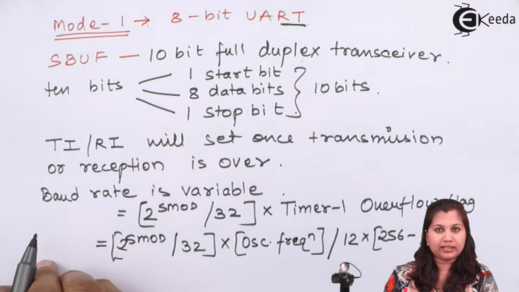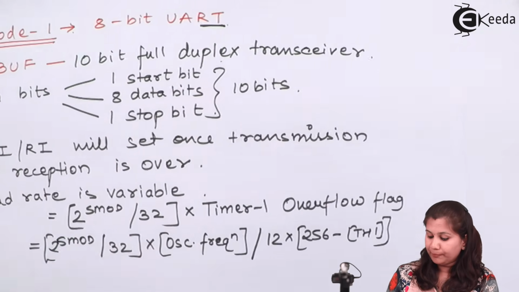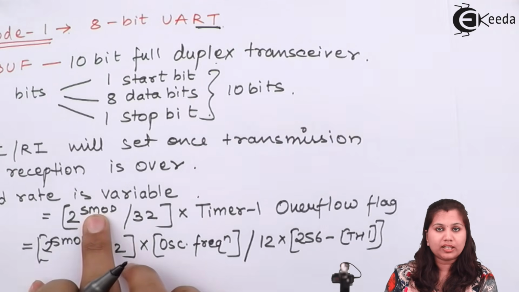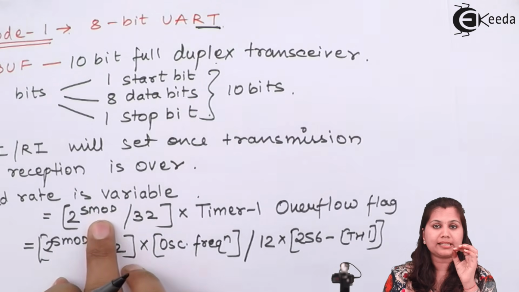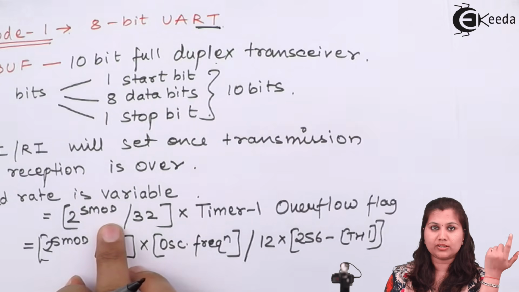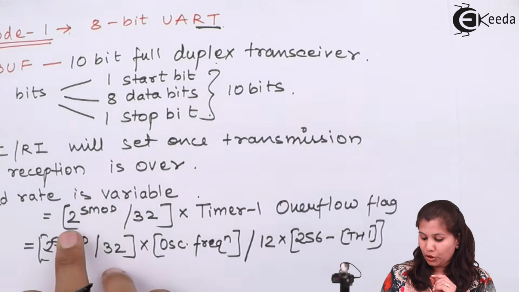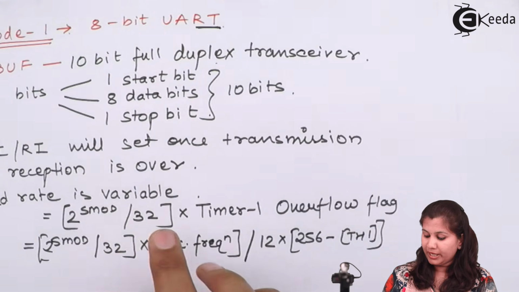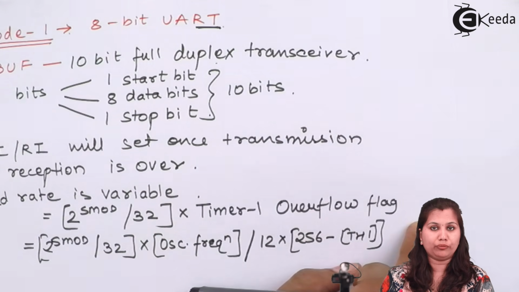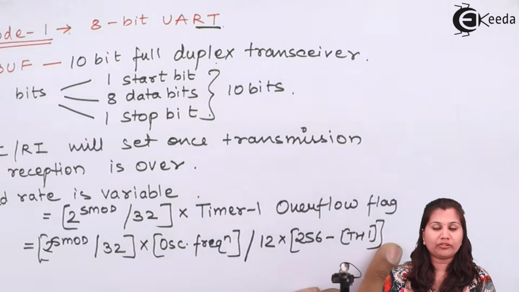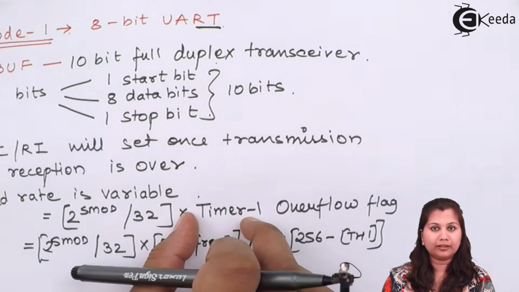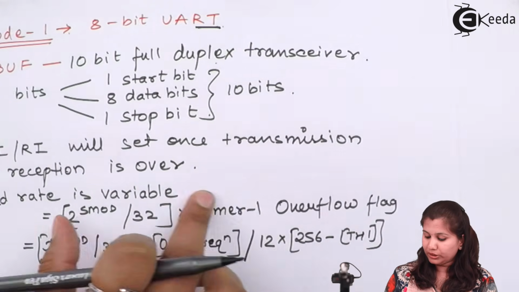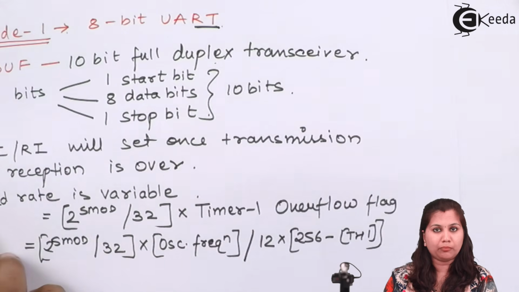How can we calculate this baud rate? We have the formula: 2 raised to SMOD, where the SMOD bit is from the PCON register, the D7 bit, divided by 32, into the timer 1 overflow rate. What will be the status of that overflow flag? That will be here. So through this formula we can calculate the baud rate.